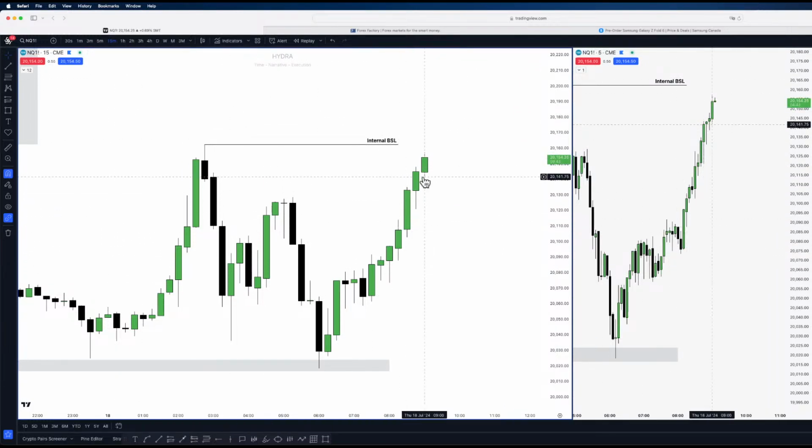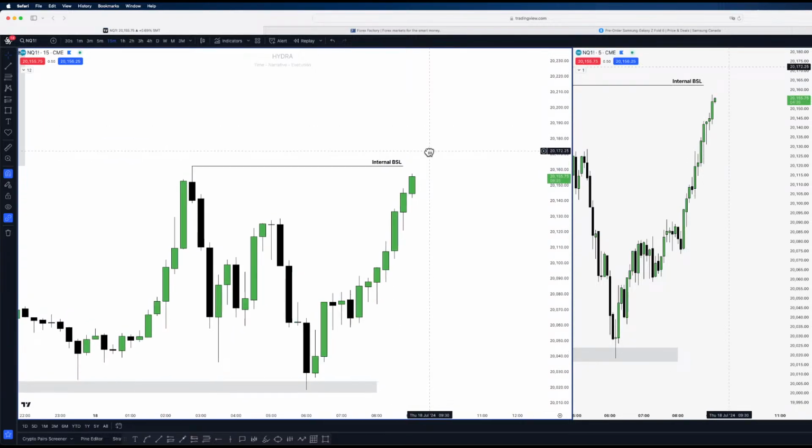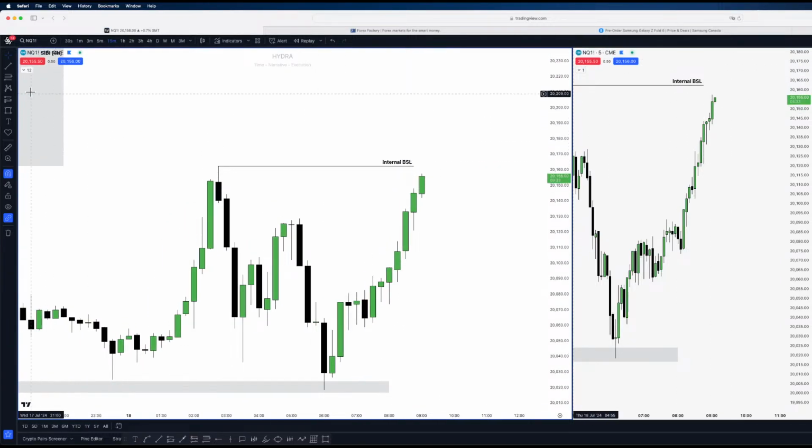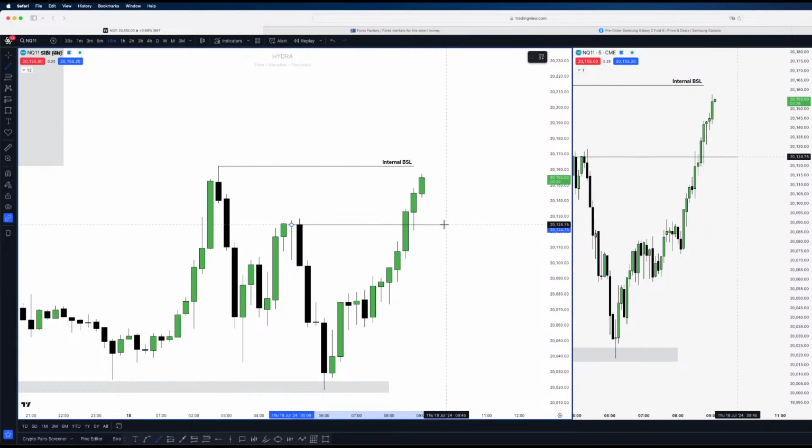I'm not gonna be bullish. I'm not gonna look for any bullish trades. I'm not interested in that. I'm interested in seeing a bearish delivery. If that happens, I'll be going for a trade. We also have some support here. We also have some support.